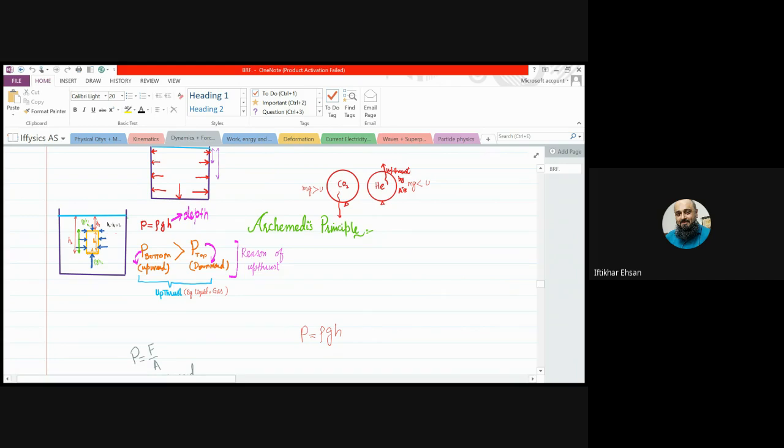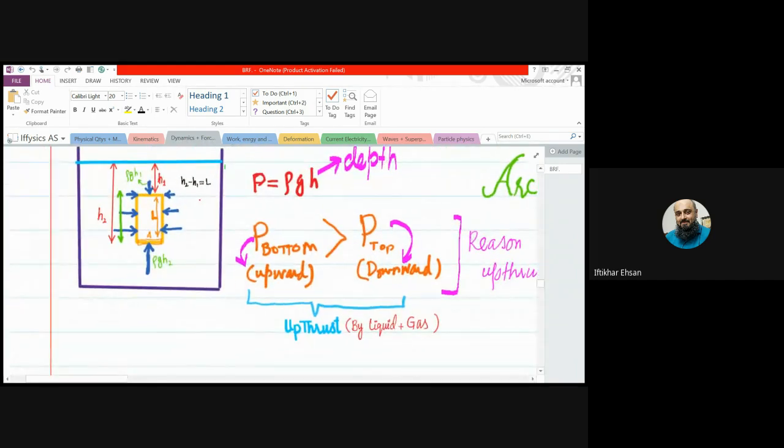Actually, last time we were discussing that water applies pressure, not even just water, any liquid or any gas as well. They apply pressure on all sides which are in contact with that fluid, perpendicularly. The pressure is applied perpendicular to the surfaces.